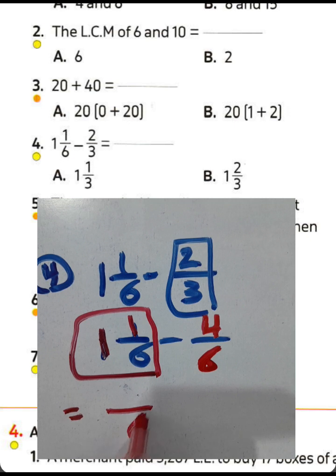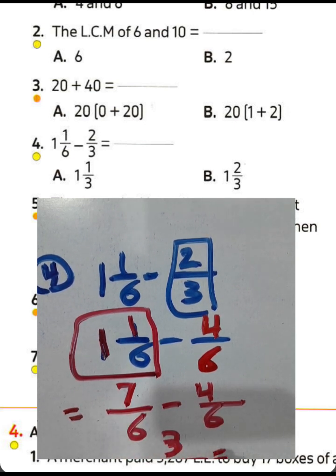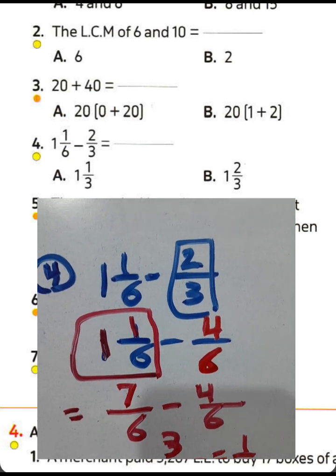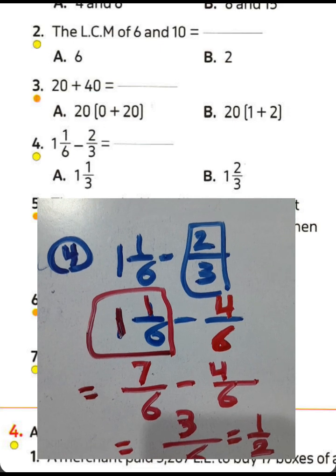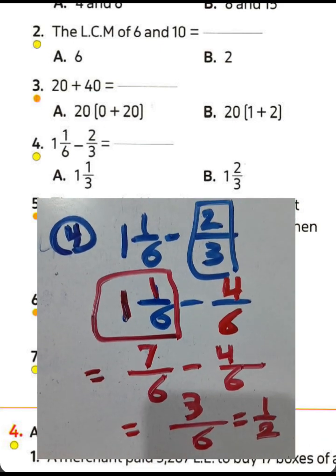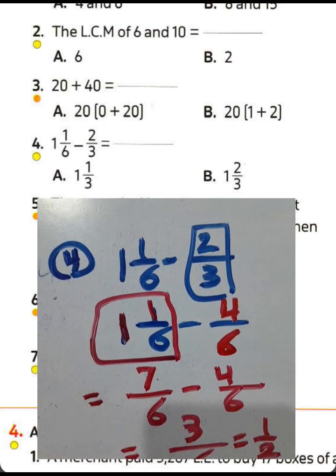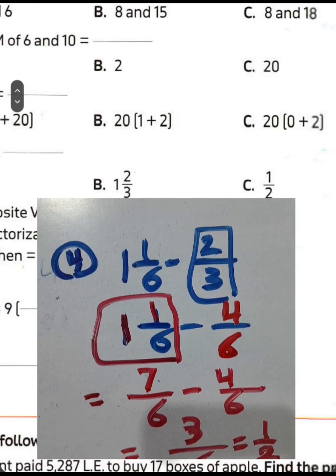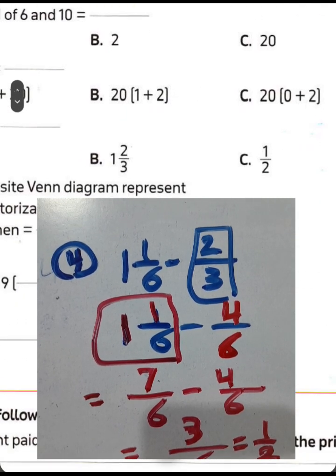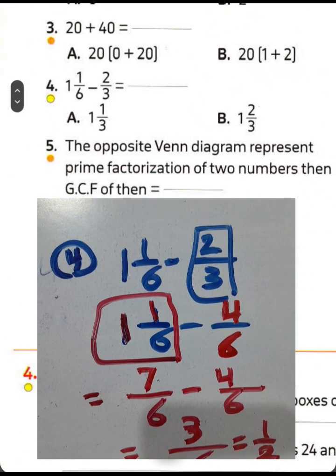Write 6 in the numerator. 1 times 6 equals 6. 6 plus 1 equals 7. Subtract 4 over 6. The result will be what? 7 minus 4 equal 3. We can write 3 over 6. 3 over 6, it means half. The result will be half. Okay? You must choose letter C about this example.